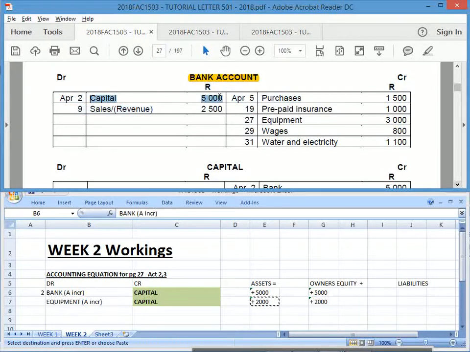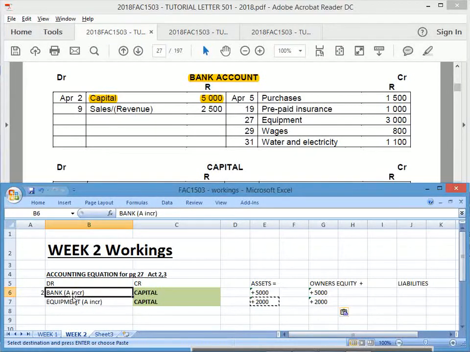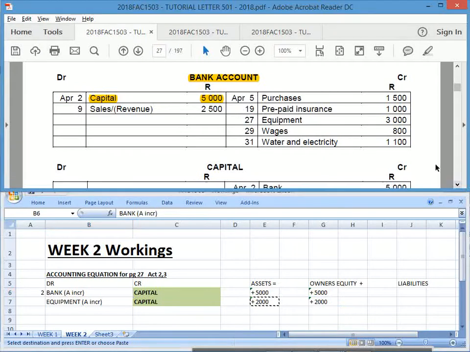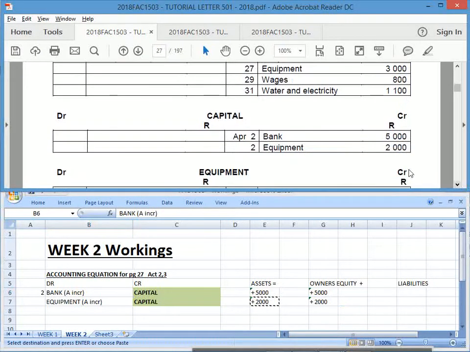Bank, debits. Does that make sense? Okay, you're debiting that account. Right, and then if you scroll further down, there, capital. What did we say we were going to do to this account? We said we were going to credit this account. Okay, so there's the credit for that account.